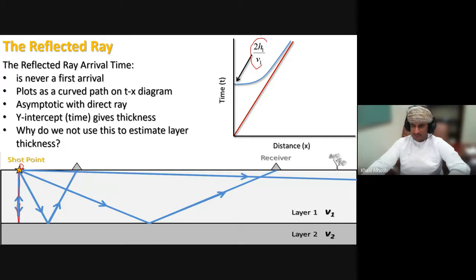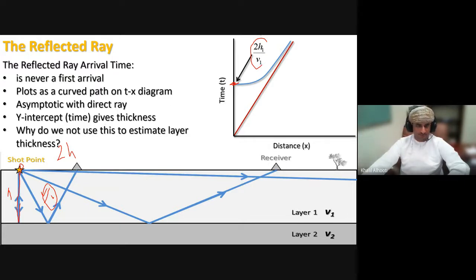It's the time it takes for the energy to go down and return back. It means 2H. H is the thickness. So the time goes down and returns back, divided by the velocity of this layer. That's the time. That's this time. That intercept time.